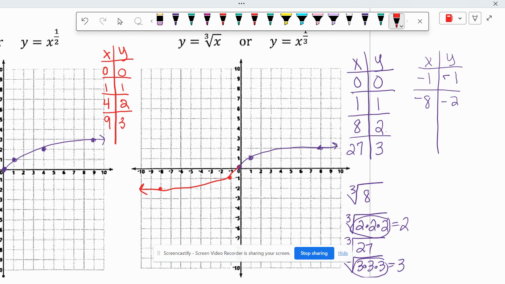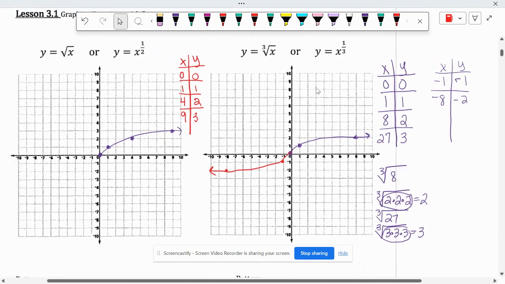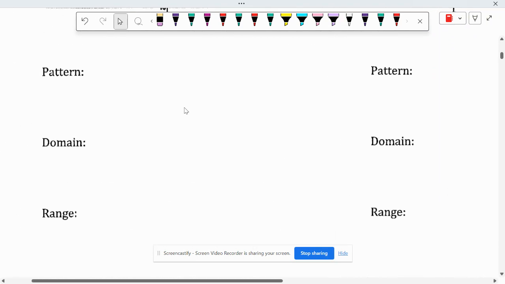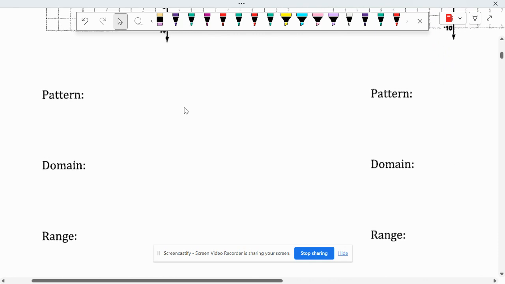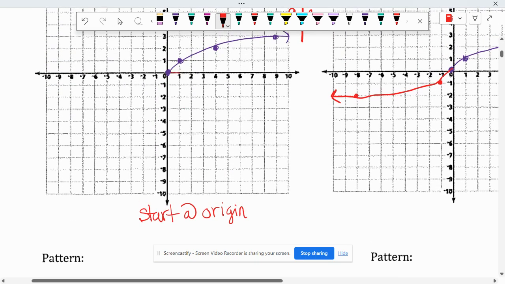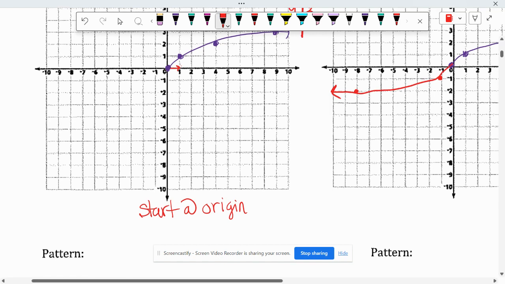So just like when we did square root functions or x squared functions, there's going to be a pattern. So let's take a look at the patterns. I'm going to start with the square root function. When you look at the pattern for the square root function, if you were to start at the origin, because that's where this started, right? We let x equal 0. If I move to the right 1 unit from the origin, how much do I move up? Look at the pattern, just like when we did parabolas. If I move to the right 1 unit from the origin, how much do I move up?